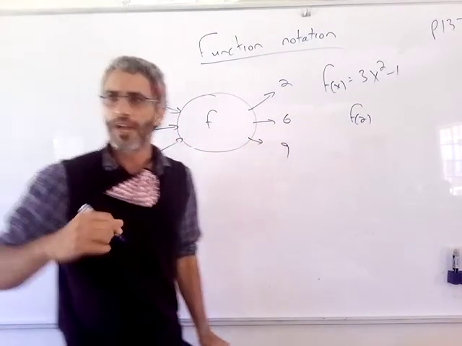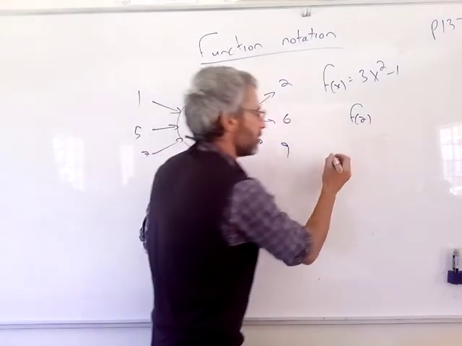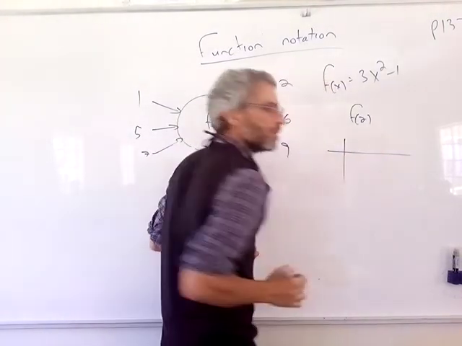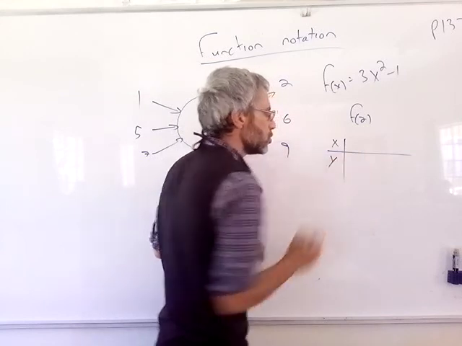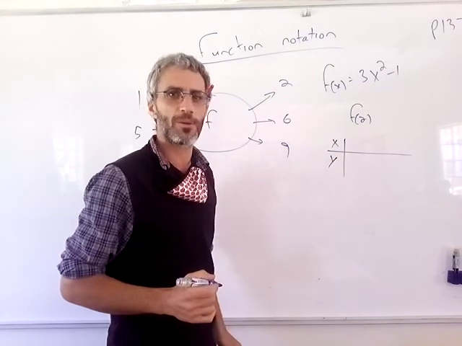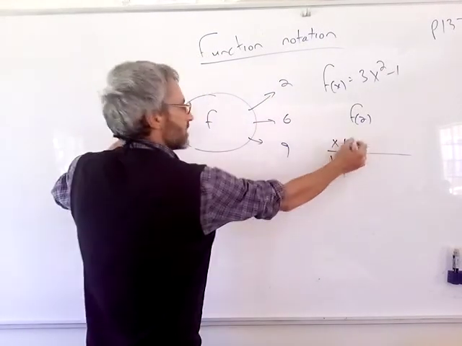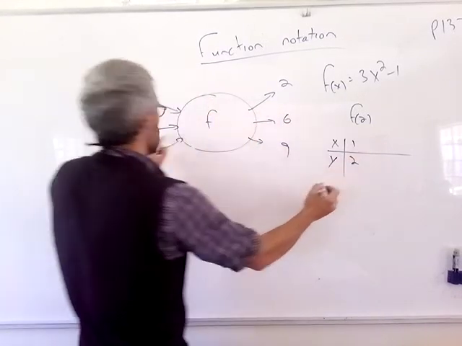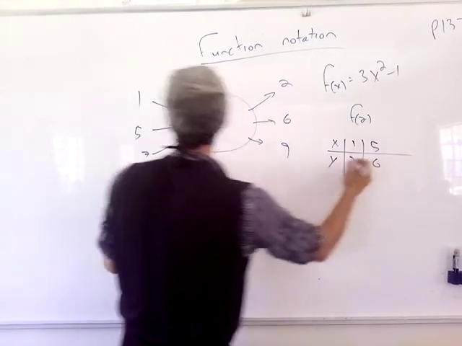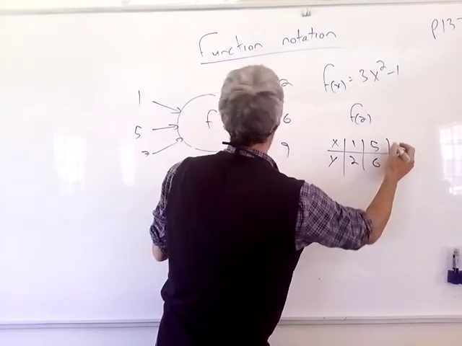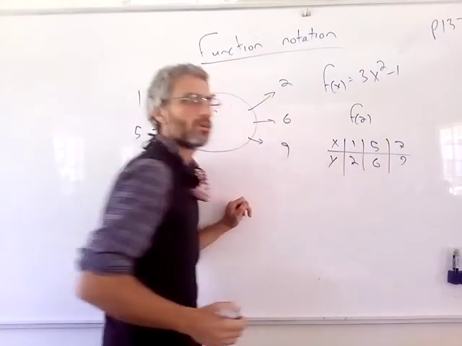So, guys, a function is a machine that takes a bunch of numbers, let's say 1, 5, 7, and each number it processes, it turns into another number. Then remember in prep school, or at least in beginning grade 8, 9, we used these tables. Do you remember these tables? So we said, when x is 1, y is 2. When x is 5, y is 6, and when x is 7, y is 9.